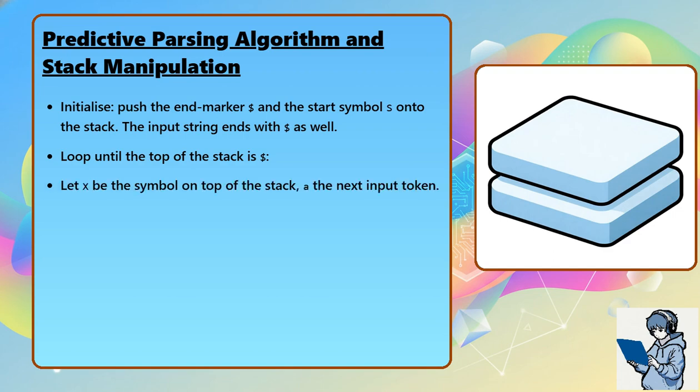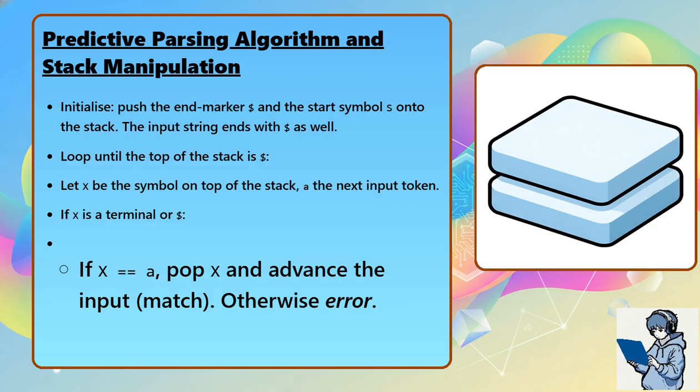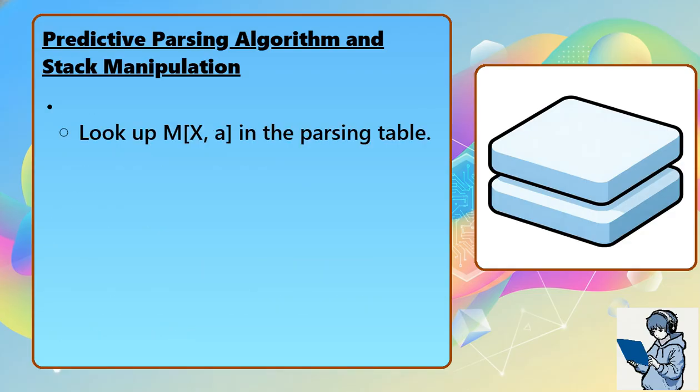Let X be the symbol on top of the stack, A be the next input token. If X is a terminal or dollar: if X equals A, pop X and advance the input, a match; otherwise, error. If X is a non-terminal, look up M[X, A] in the parsing table.